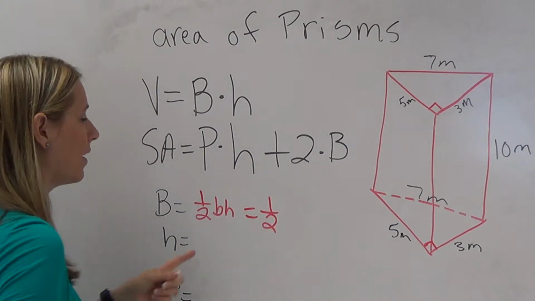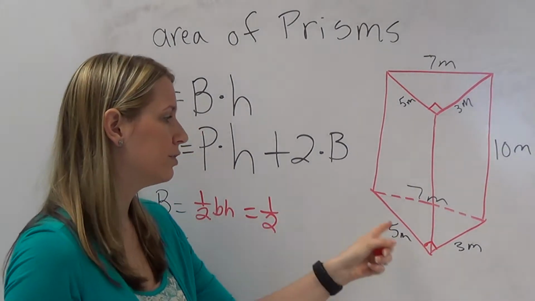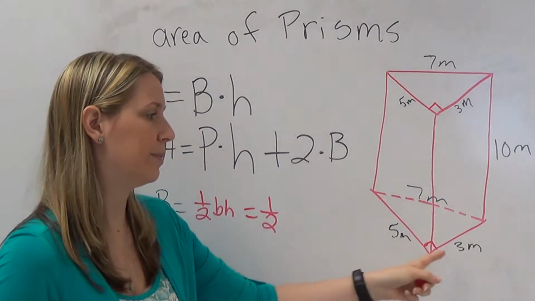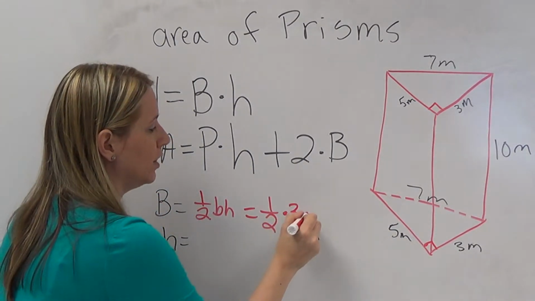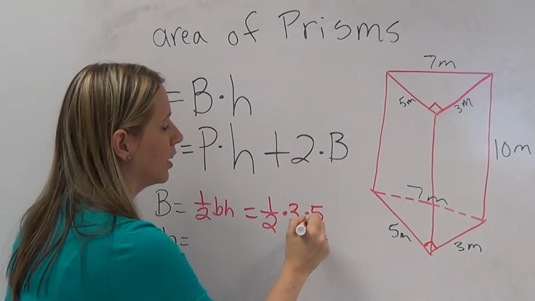So 1/2 times the base of the triangle. This is a right triangle, so it's easy to find the base and the height. So my base is 3. So 1/2 times 3 times my height of the triangle, which is 5.